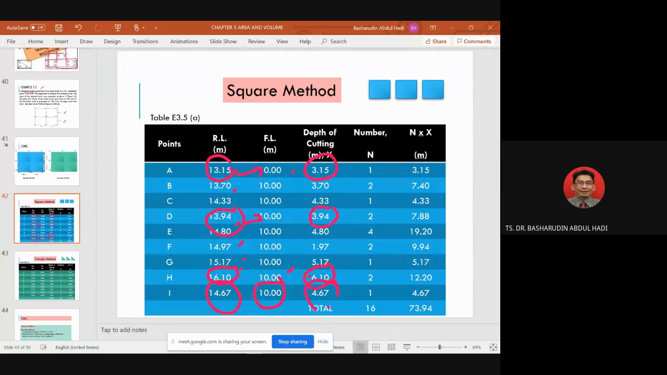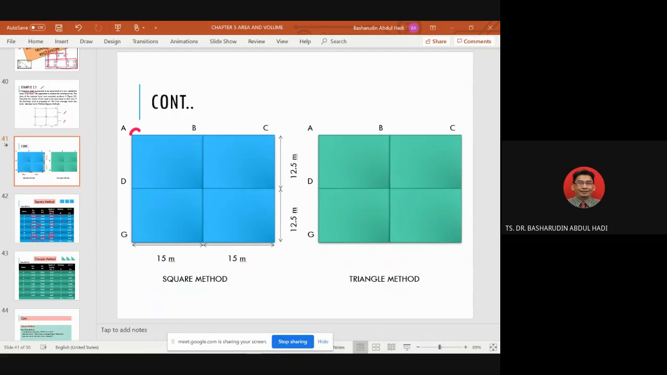So you look at this one, the number for A is 1, B is 2, C is 1. How do you know this? If this one we consider 1, this one is considered 2, and this one is considered 1, based on your locations.